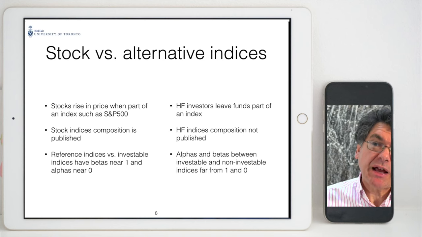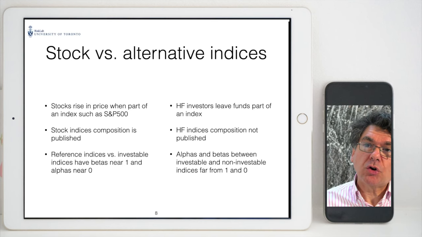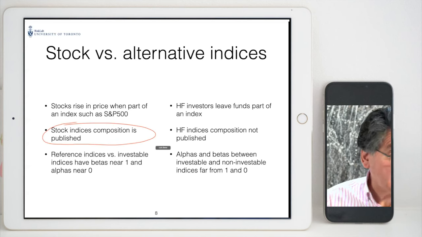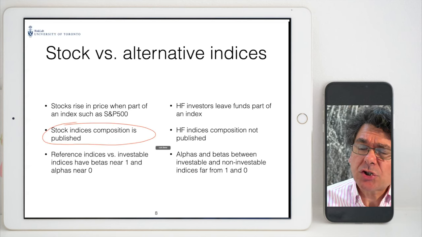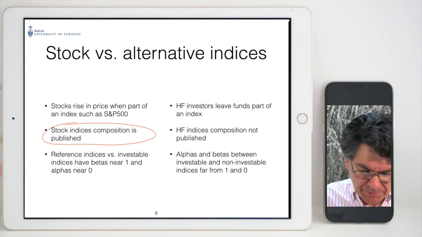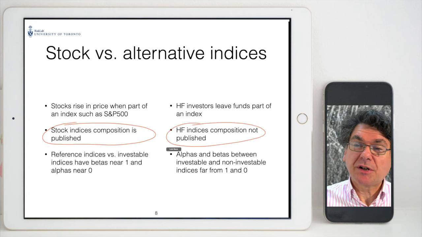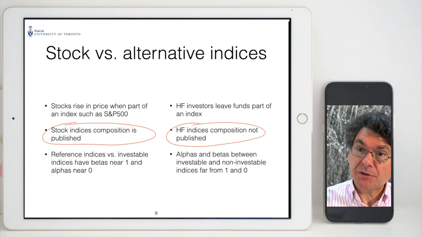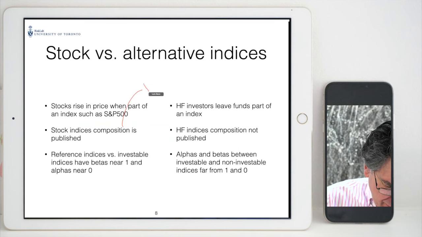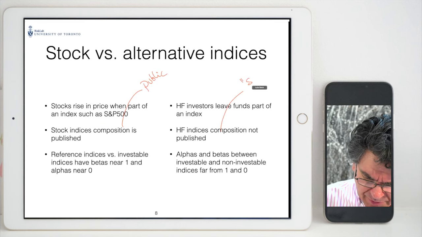So it's interesting, the reaction of investors is different if a stock goes into an index or if a hedge fund goes into an index. Next, the list of stocks which are part of an index is published. We saw it, it was on the website. But if you go to the HFR and look for which hedge funds are part of the index, you will see that it's very difficult to find. You can find it, but it's difficult. Okay, so this is public. This is secret.